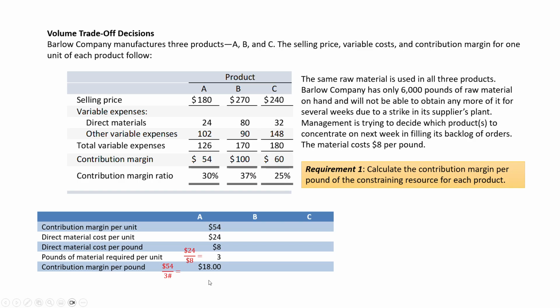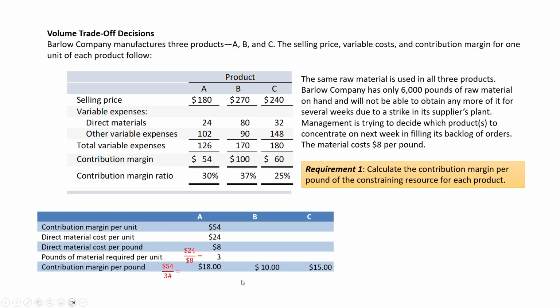Again, what does that mean? For every pound of raw material we use to make an A, we earn $18. In the interest of keeping this video as short as possible, I know it's already going to be long because it has multiple parts, make sure you work through the calculations for B and C. I want to at least present the solutions because we're going to need them as we work through other parts. B earns us $10 per pound, and C, $15 per pound.